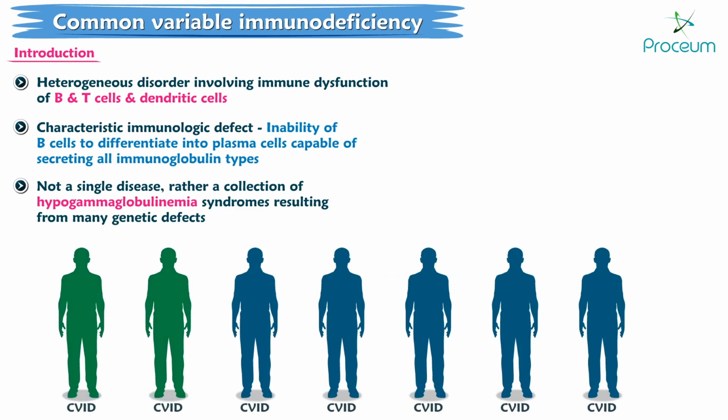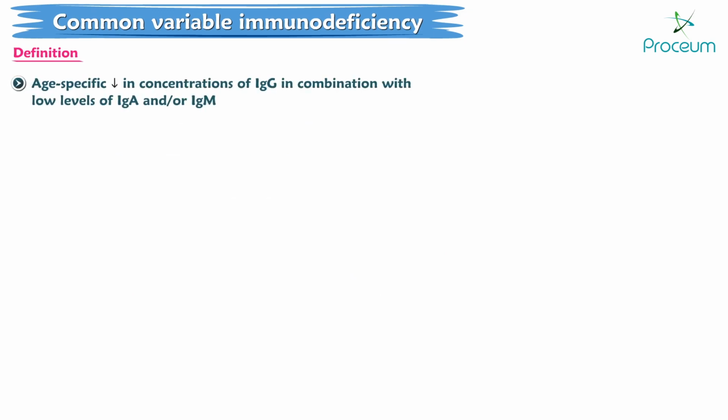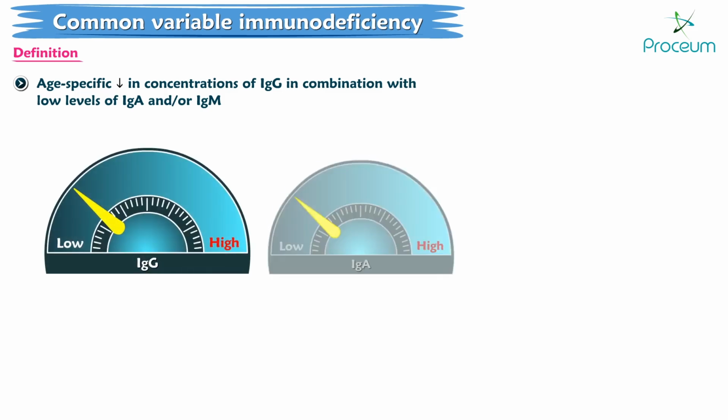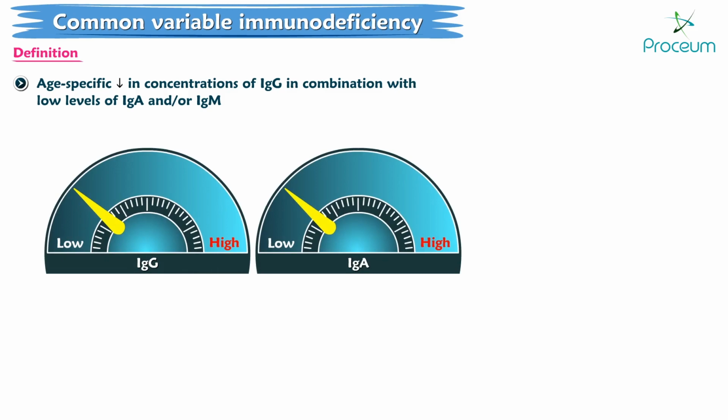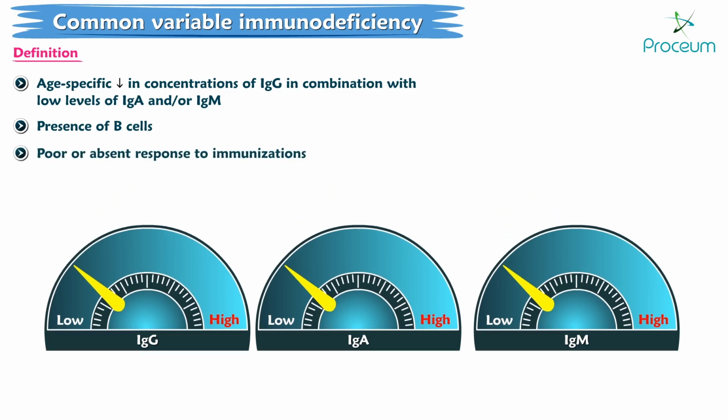In a small subset of patients, specific molecular defects have been identified, although in most cases, these causes are, as of yet, unknown. CVID is defined by the following: age-specific reduction in serum concentrations of immunoglobulin G in combination with low levels of immunoglobulin A and/or immunoglobulin M. The presence of B cells. Poor or absent response to immunizations, and an absence of any other defined immunodeficiency state.